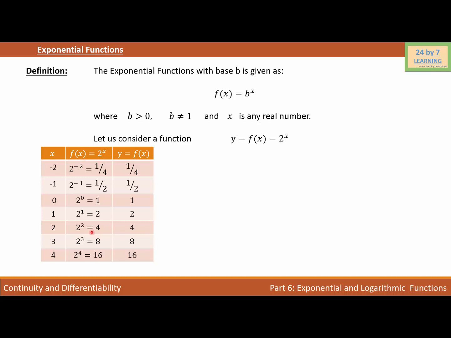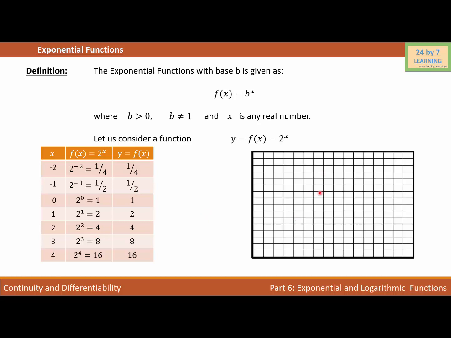Let's graph the function using this table. So this is my graph, this is my x-axis, this is my y-axis, and this is my graph using those values. When x is -2, y is 1/4 right here. When x is -1, y is 1/2.